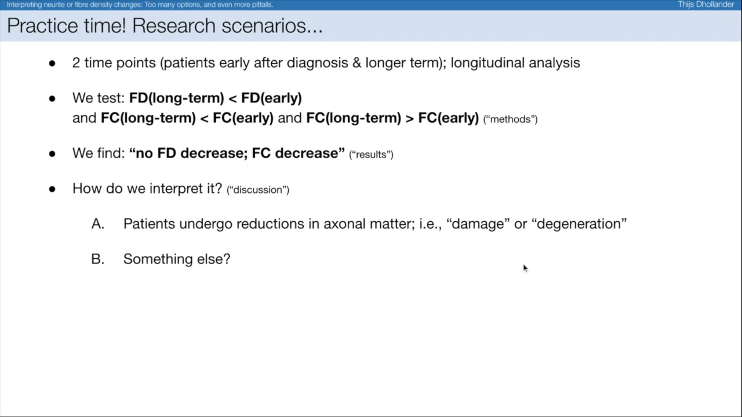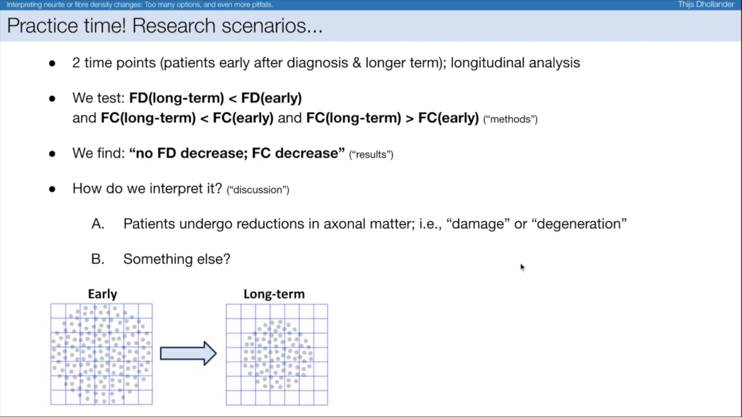Okay, let's again touch upon some scenarios. So how about this one? No FD decrease, check. Density here and there is the same. Fiber cross-section decrease, well, check. The bundle indeed did grow thinner. So that makes sense. But can you imagine something else?